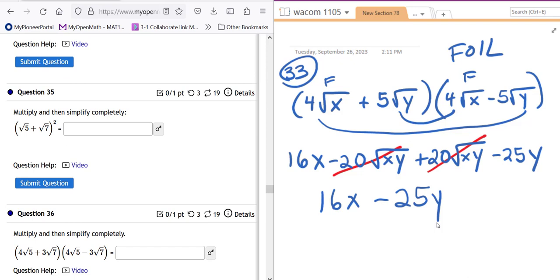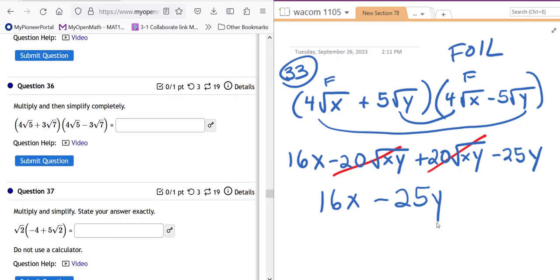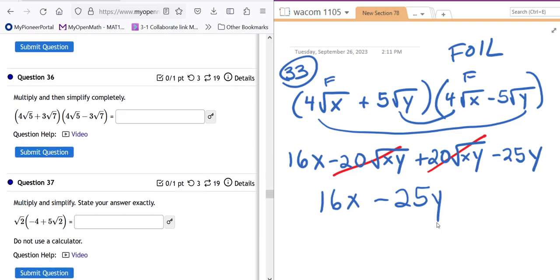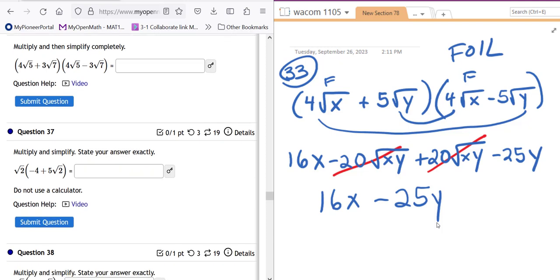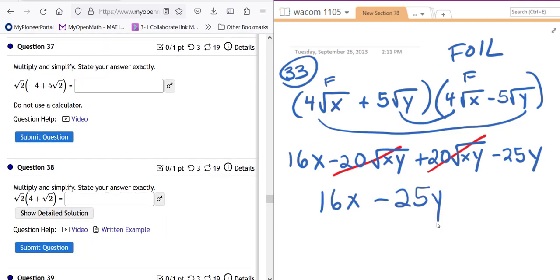35, write it twice and do FOIL. I'm going to skip it. 36, this is also a FOIL, and these are going to be conjugates. So things outside multiply, things underneath multiply. There's no reason to do that one. It's like what we did. Okay.